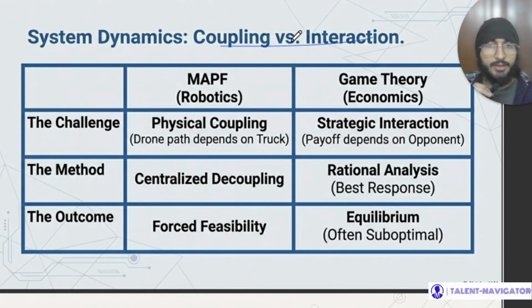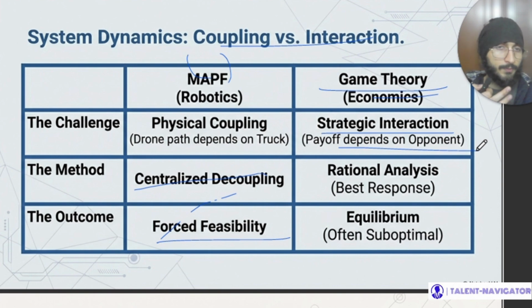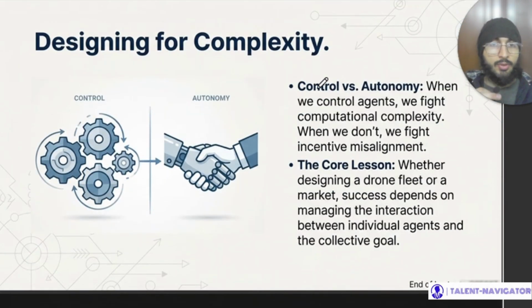System dynamics: coupling versus interaction. In MAPF robotics, the challenge is physical coupling. The drone path depends on the truck, and the method is centralized decoupling. The outcome is path feasibility. But in game theory and economics, the challenge is strategic interaction. Payoff depends on the opponent, and we have rational analysis based on best response, and the outcome is an equilibrium, often suboptimal. Control versus autonomy: when we control agents, we fight computational complexity. When we don't, we fight incentive misalignment. The core lesson is that whether designing a drone fleet or a market, success depends on managing the interaction between individual agents and the collective goal. So that's it for the video, and thank you guys for watching.